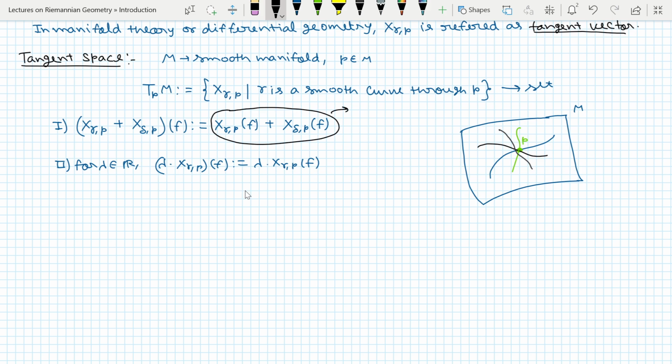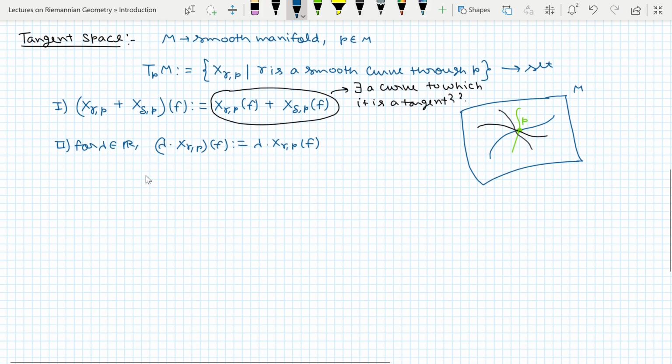For this result, this object that we got, to be in the TPM, we still need to show that there exists a curve to which it is tangent. Only then can we say for sure that this object is indeed in the TPM and that this operation is well defined. And we need to do the same thing for the scalar multiplication. So let's do that.